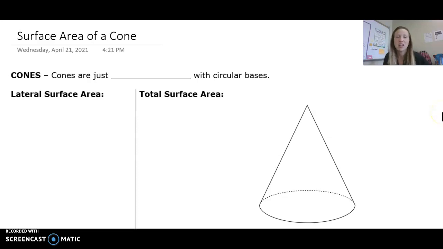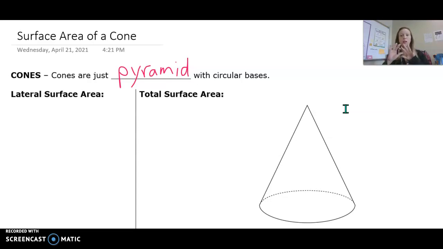Hi everyone. So today we're going to be learning about finding the lateral and total surface area of a cone. So the first thing we need to know is, what is a cone? It's very similar to a pyramid because it only has one base, but instead of the base being a polygon, it's going to be a circle, a circular base. Okay? So now let's talk about the lateral surface area.